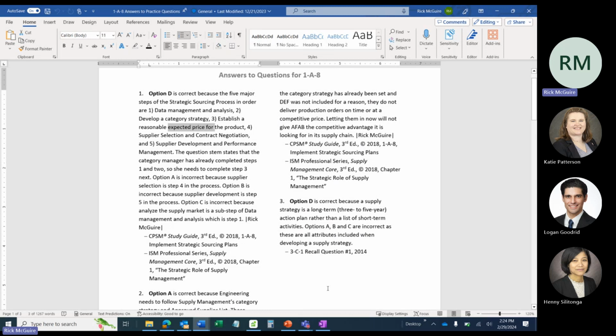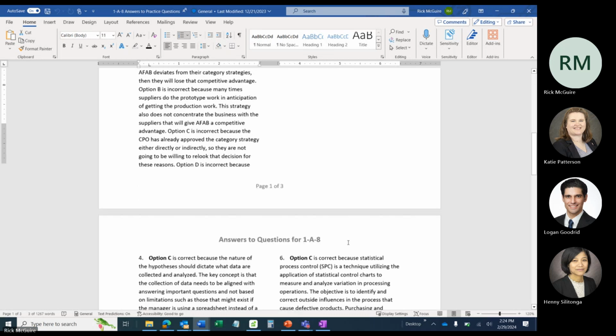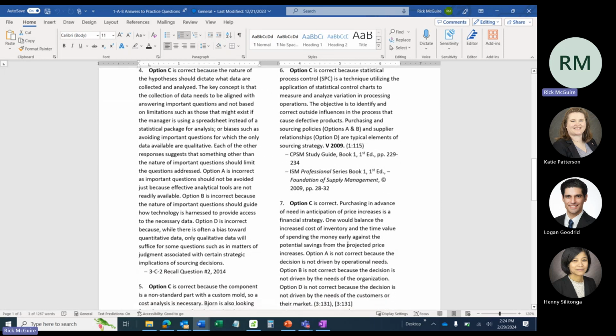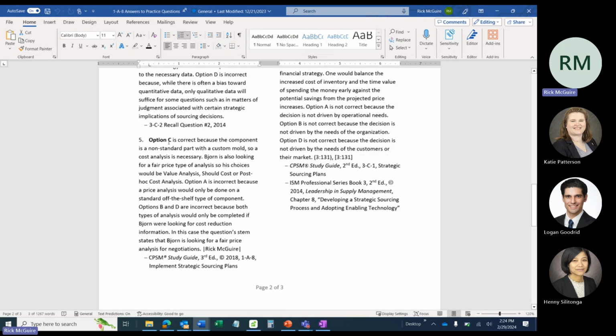3 is delta. Supply strategy is a long-term 3 to 5 year action plan. 4 is Charlie. Nature of the hypothesis should dictate what data are collected and analyzed. And 5 is also Charlie. The component is a non-standard part with custom molds, so a cost analysis is necessary. Any questions?